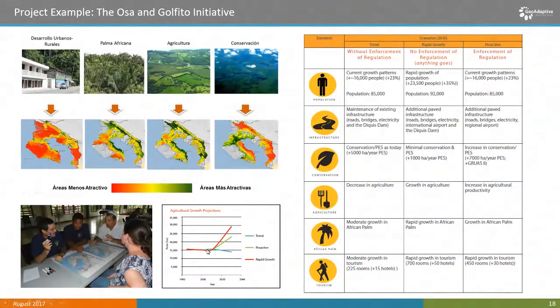And we also looked at different projections for the amount of development growth, the amount of agricultural growth, and we looked at these six elements as the scenarios. Trend scenario was looking at how things would change without any update to their enforcement or regulation. Rapid growth would be even less enforcement and regulation than was currently going on. And finally, proactive would be better enforcement of regulations and maybe even more sustainable regulations to control the growth in the region.